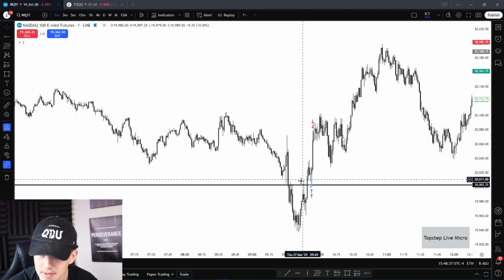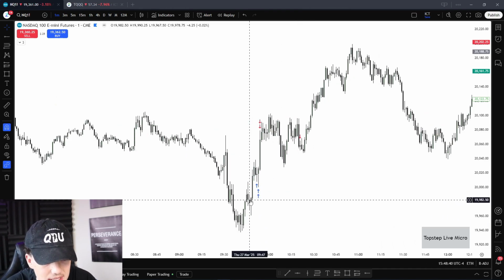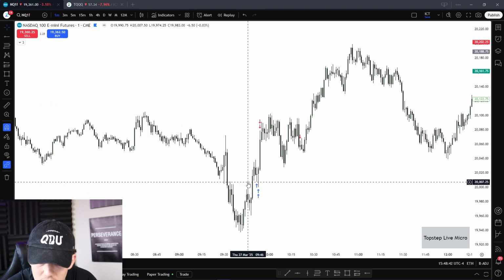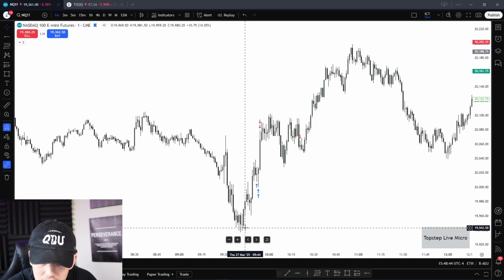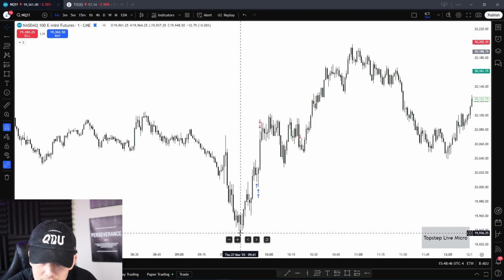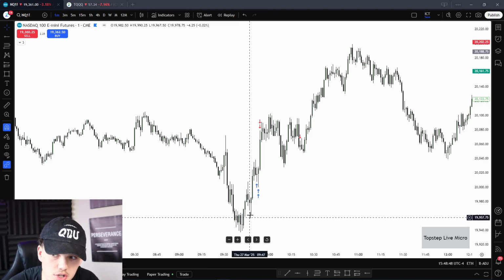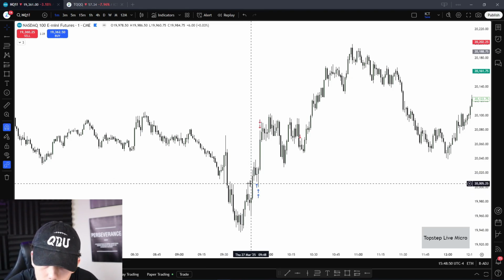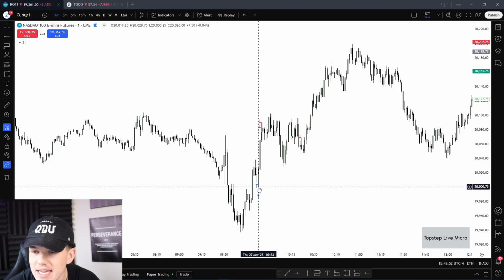So there's your manipulation. What happens here? What did we do here? We broke structure, right? What is this? A failure swing to that low. So that's a break of structure. What did we do here? We trade into this fair value gap. At what time?